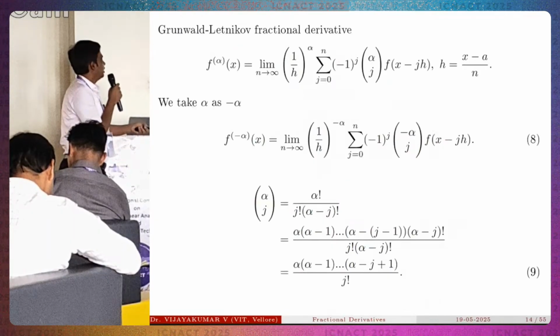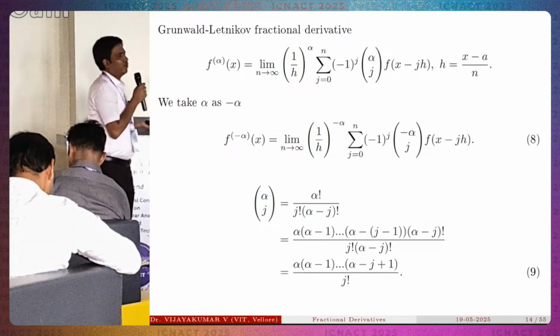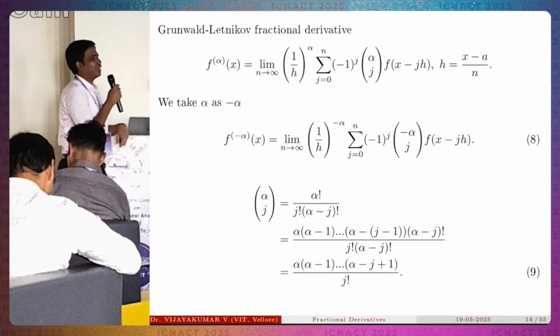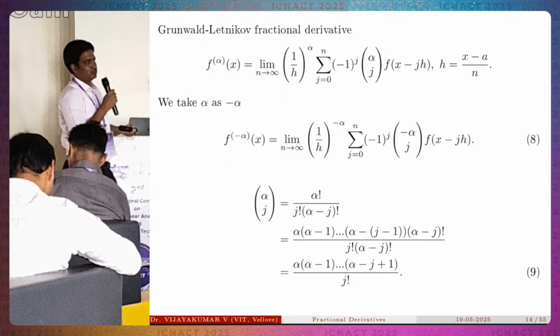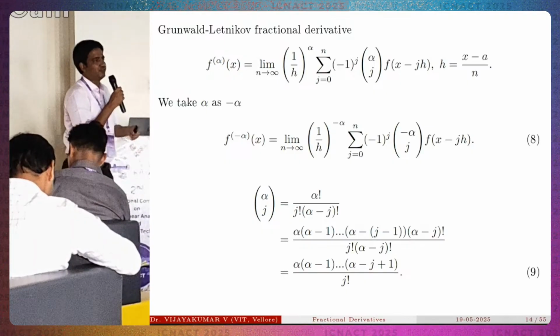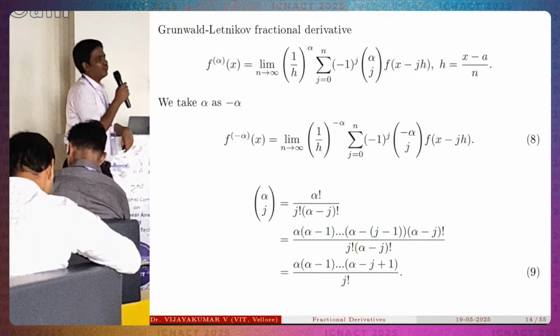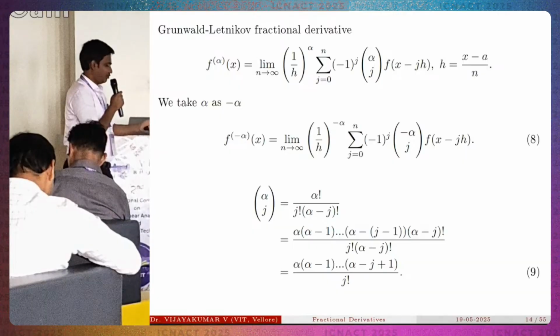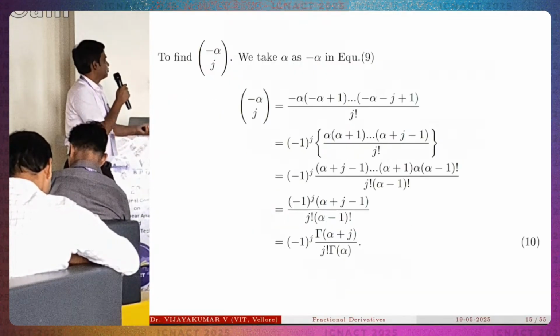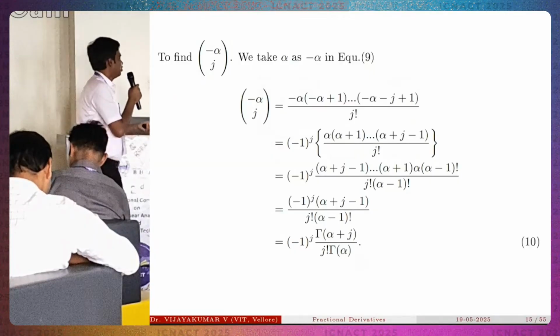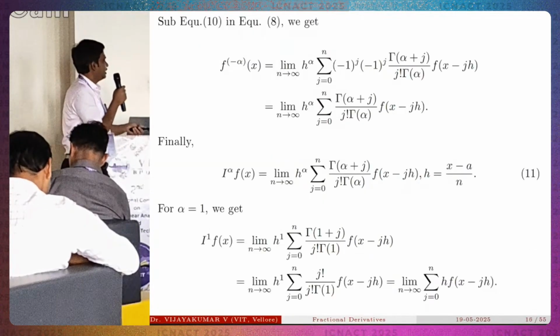Then you check here, I have f alpha of x. Now I'm replacing alpha by minus alpha. Then I'm able to reach the integral. So 1 by t, the integral will have alpha as the variable. So instead of alpha, I'm replacing minus alpha to reach the Riemann fractional integral. The Riemann-Liouville fractional integral I'm going to reach. So it is equation number 11.